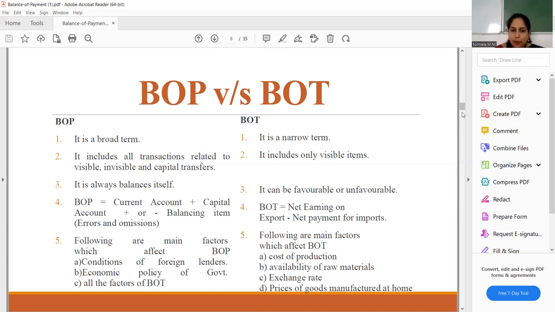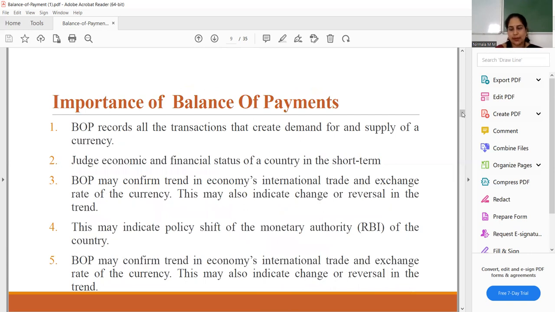A few important factors affecting balance of payment as a whole are conditions of foreign lenders, economic policy of the government, and all factors of balance of trade as well. But talking about balance of trade, the few factors which affect it are cost of production, availability of raw materials, rate of exchange, price of manufactured goods and the domestic economy.